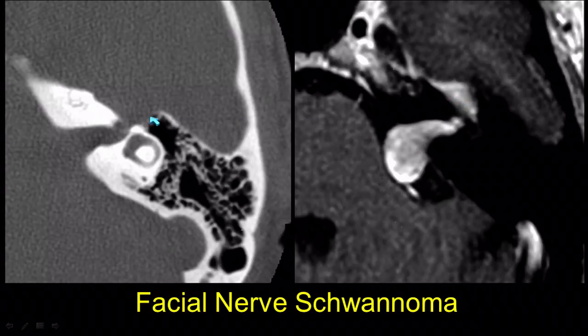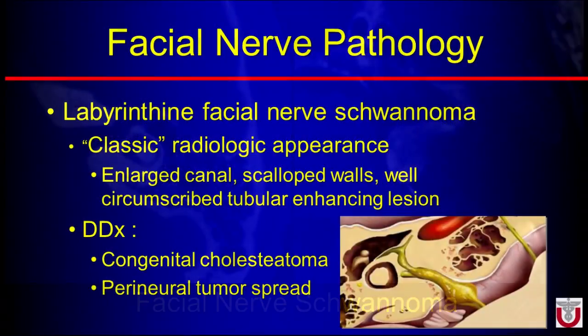So this is that tail that we want to look for along the labyrinthine segment to help us differentiate a facial nerve schwannoma from a vestibular schwannoma. A very rare pathology, but very important, obviously, to make this distinction preoperatively. This is a big critical area where we can help our ENT surgeon colleagues.